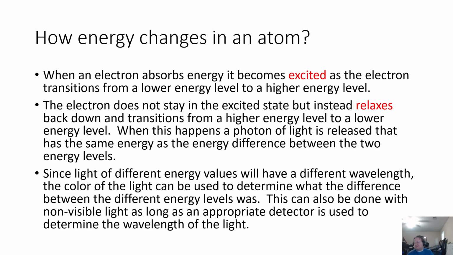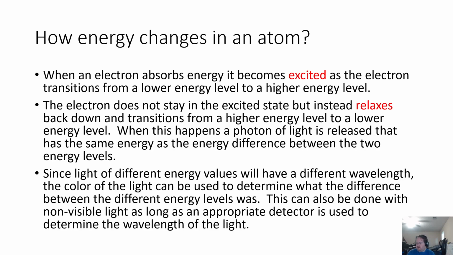Now, how does this happen and how do we learn about it? When an electron absorbs energy, it becomes excited. So the electron transitions from that low level to a high level. However, it's not going to stay excited. It's instead going to relax back down and transition from a higher energy level to a lower one. When that happens, a photon of light is likely to be released. I say likely, there are other ways for electrons to lose energy through vibrations and other things, but in many instances they're going to release a photon of light. And if they don't, something else has to happen to account for the energy change.